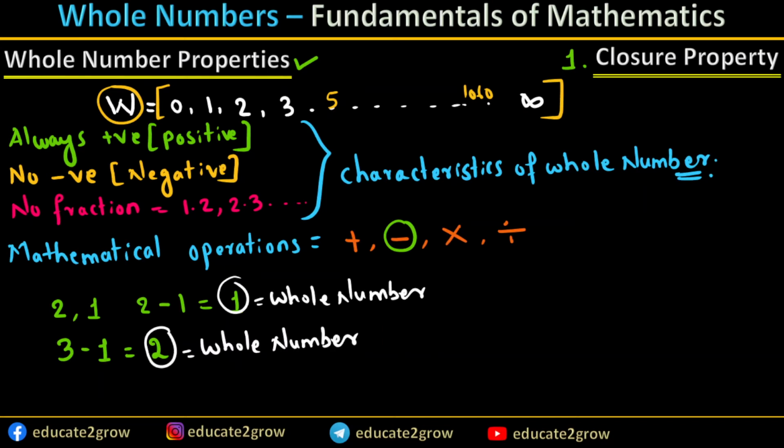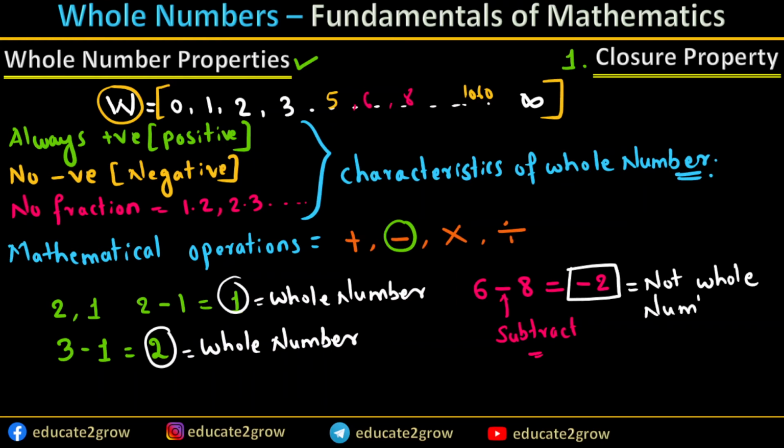Okay, now let us look at another example: 6 minus 8. 6 is a whole number and 8 is also a whole number. We are using a mathematical operation called subtraction. So can we subtract 6 minus 8? Yes, but if we do 6 minus 8, we get the result minus 2. But this minus 2 is not a whole number.